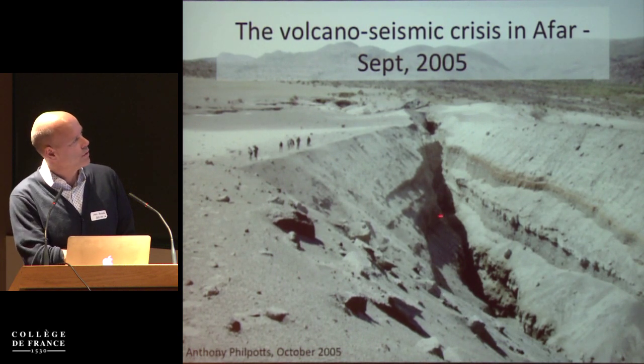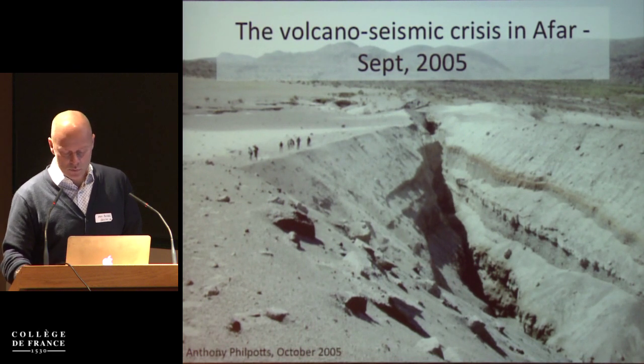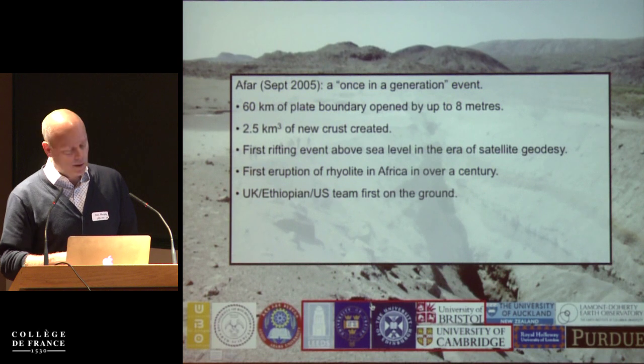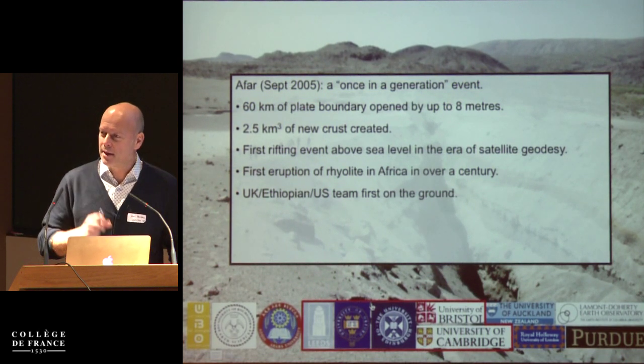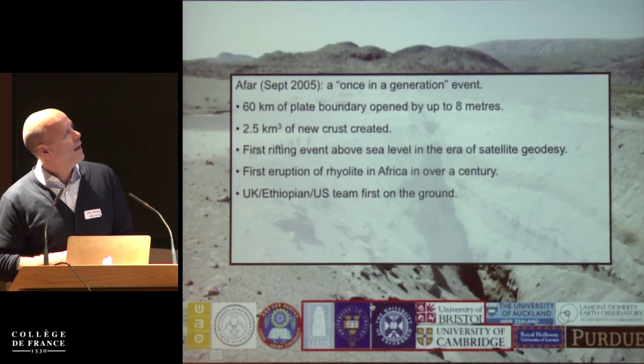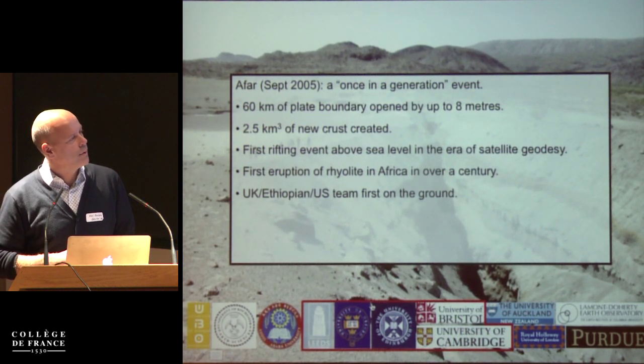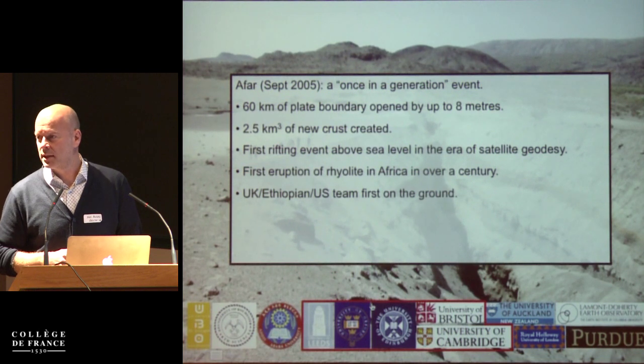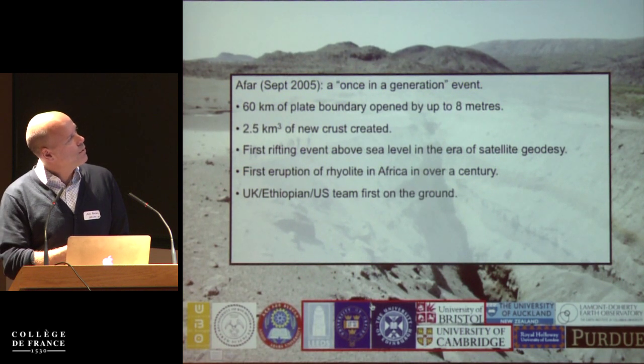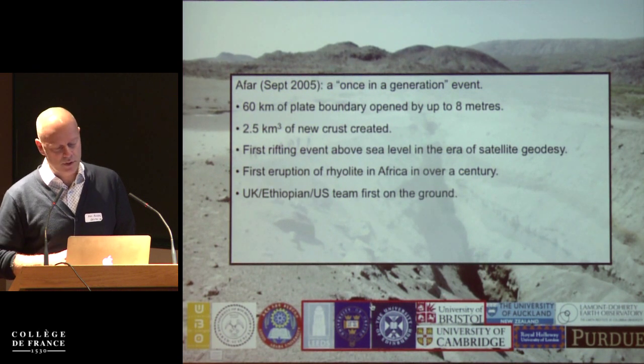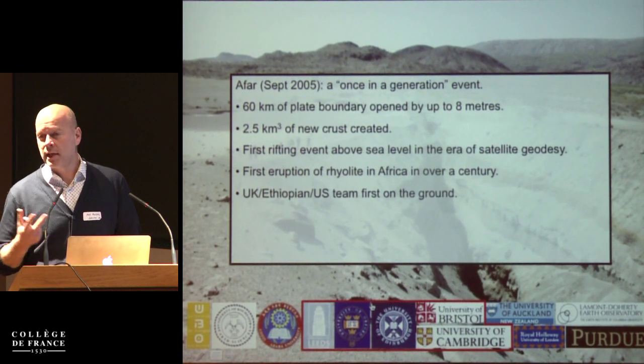And this is where it was most extreme. You can see the signature of the rift. These are people on the edge for scale. So this is a really dramatic rifting event. And when you talk to funding agencies, this is a once in an academic lifetime event. And really the last time something like this happened above sea level was Krafla in Iceland in the 1970s. And what was exciting about this is it was the first rifting event of this type above sea level in the era of satellite geodesy.